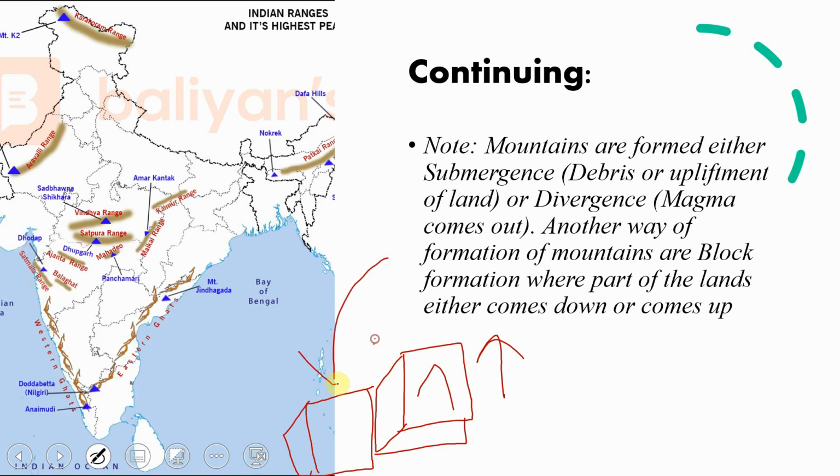Or maybe the reason is that this block has gone down, and due to this block going down, the land above is made higher and will create a formation of mountain. Okay, I think you have understood this concept.